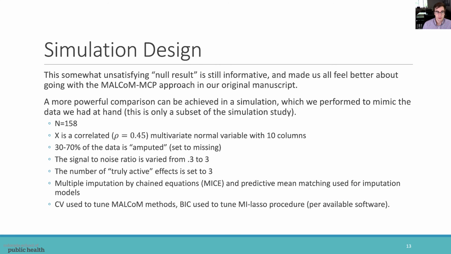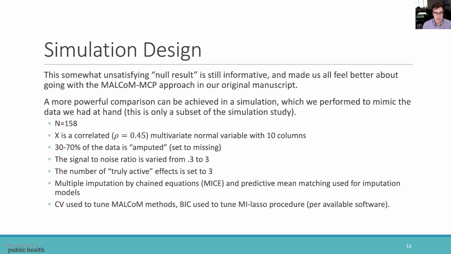And this was somewhat unsatisfying because it's a kind of a null result, but it still made us all feel better about going with the Malcolm MCP approach in the original manuscript, because if we had gone through the process of doing the slightly more difficult MI lasso procedure, it wouldn't have changed our results all that much. However, if we want a more powerful comparison between MI lasso and the Malcolm methods, we can do so in a simulation. So we did that.